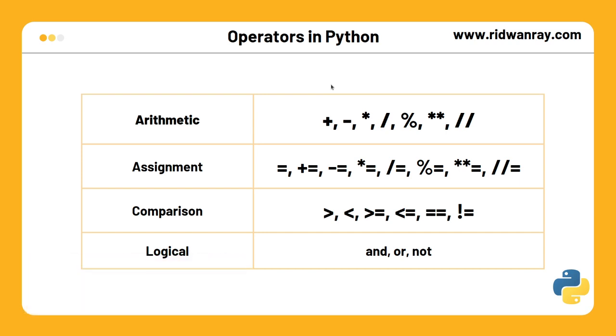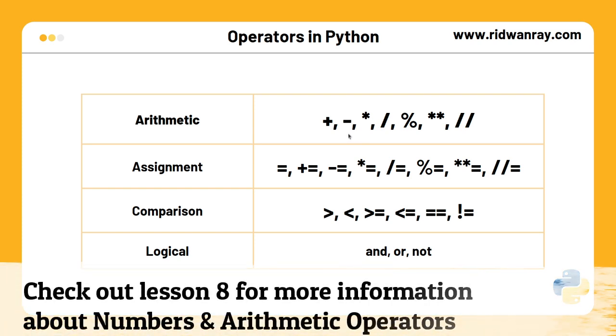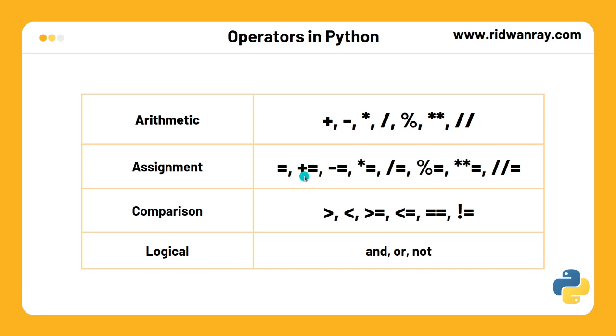In this lesson, we will explain the various operators available in Python. Arithmetic operators are primarily used with numeric data types. This includes addition, subtraction, multiplication, and more. For a more comprehensive understanding of numbers and arithmetic operators in Python, be sure to explore lesson 8 of this course. Assignment operators are used to assign values to variables. Comparison operators compare the values on both sides of them. Additionally, we have logical operators.